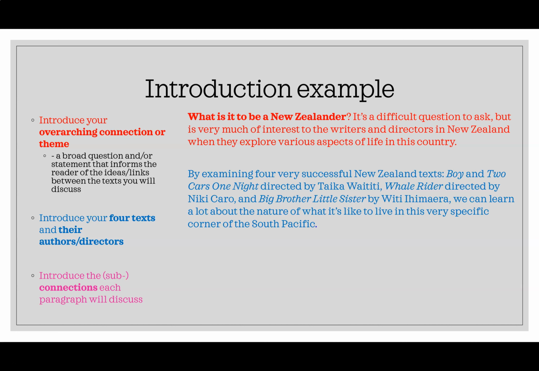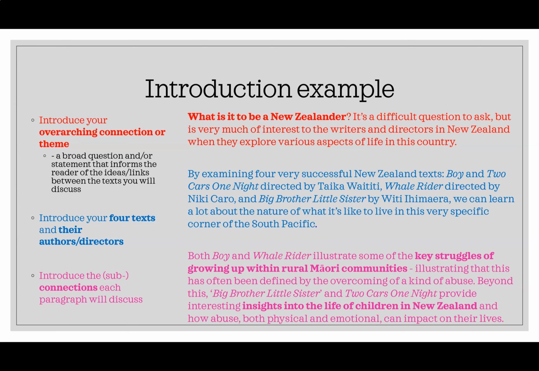Now I need to introduce the sub-connections that each of my paragraphs will discuss, and so I'm giving an overview here, and I'm also talking about which texts I'll be discussing under which sub-connection. So both Boy and Whale Rider illustrate some of the key struggles of growing up within rural Māori communities, illustrating that this has often been defined by the overcoming of a kind of abuse. Beyond this, Big Brother, Little Sister and Two Cars One Night provide an interesting insight into the life of children in New Zealand and how abuse, both physical and emotional, can impact their lives.